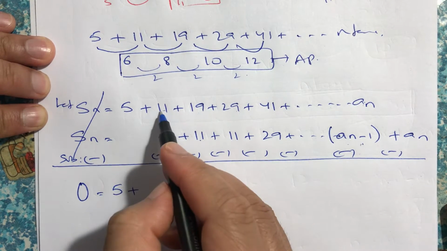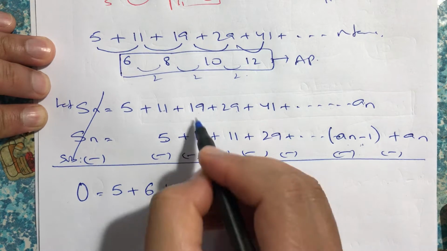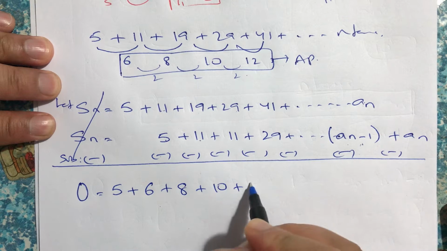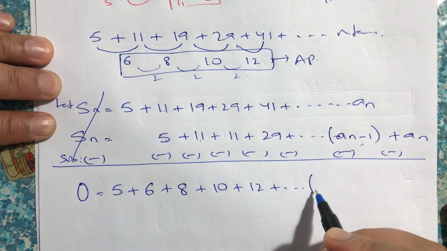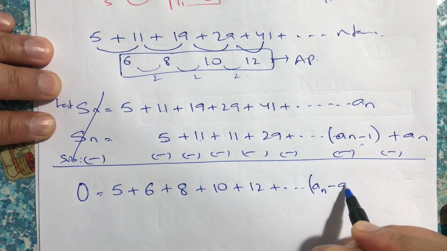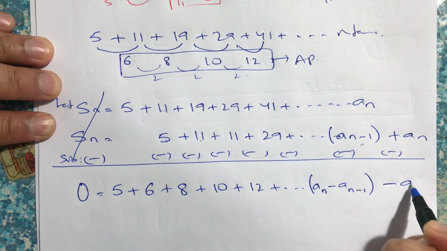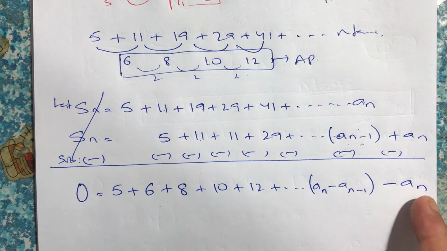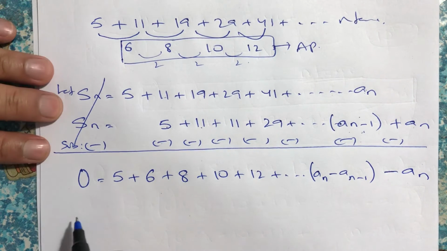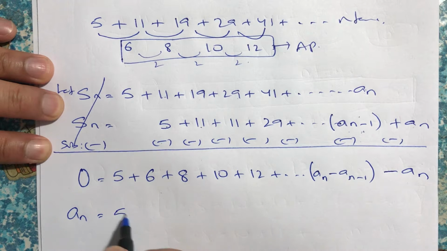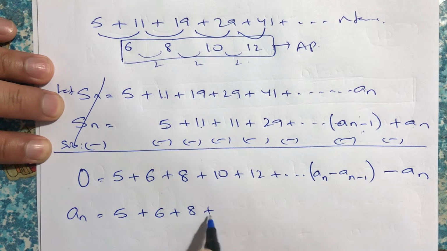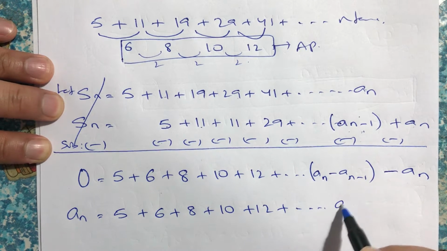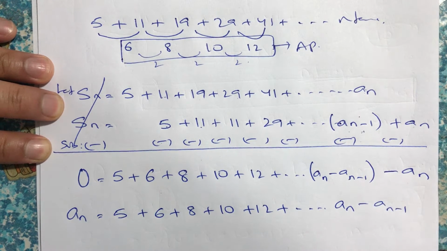We're at 5, then it becomes 11 minus 5 is 6, 19 minus 11, what do we have? We have an 8, then we have a 10, then we have 12 plus dot dot dot. So this becomes an minus an minus 1, and then we have a minus an. So these two I write here, and this becomes minus an. So the minus an, we bring it this side. What do we get? We get an is equal to 5 plus 6 plus 8 plus 10 plus 12 plus dot dot dot. We get an minus 1.